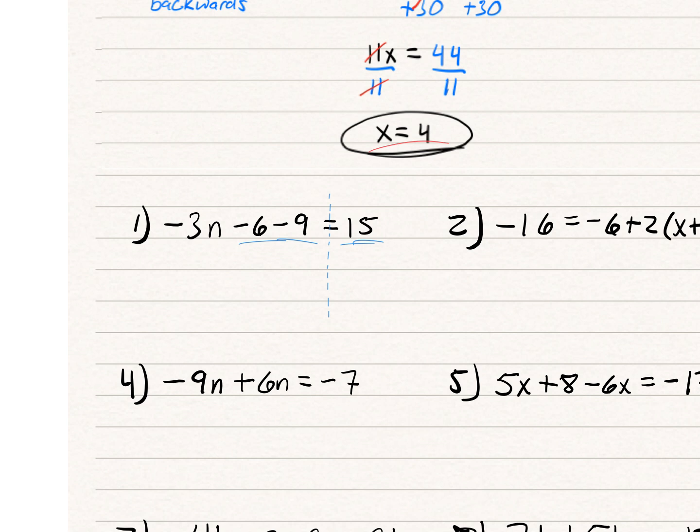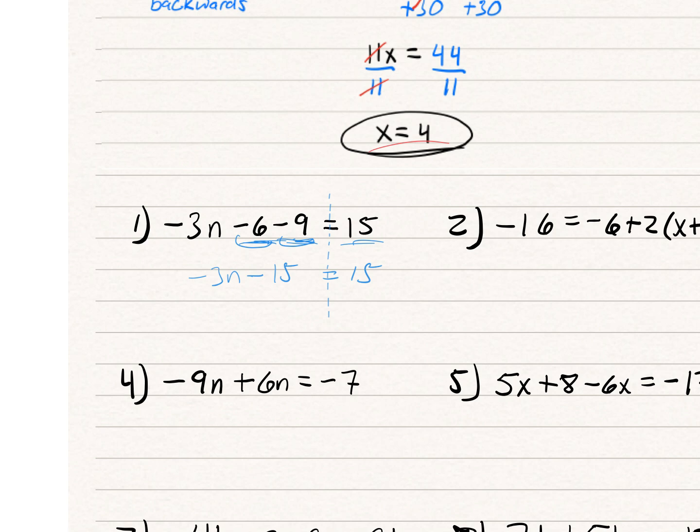No, you can only combine on one side of the equal sign. All right? And on the left side of the equal sign, we have a -6 and a -9, right? And then that becomes -15, right? You can combine these. These are like terms. They don't have any variables attached to them, so you're able to just combine them. So we get -3n, and -6 minus 19 is -15, all right, equals 15.